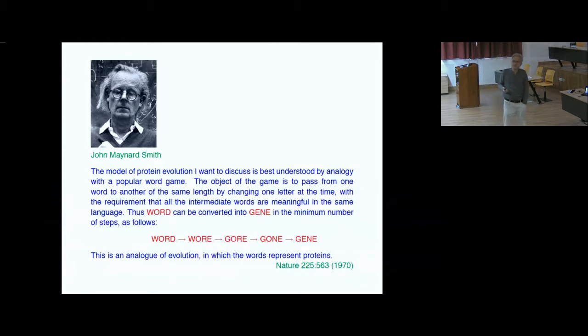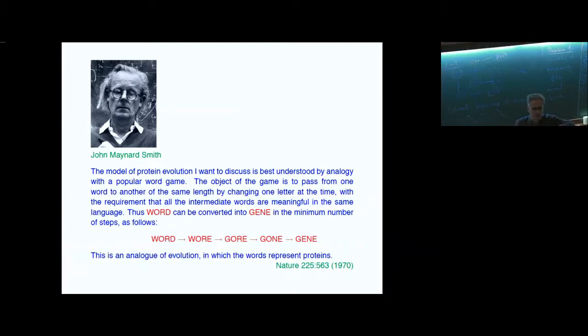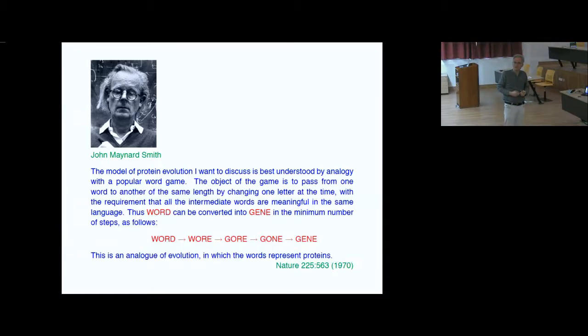Okay? And so the nice example here is to convert the word into the word gene, and he does that in these steps. And so this directs the attention to what we nowadays call mutational pathways, so ways in which you can move in these fitness landscapes in such a way that a certain function is preserved or maybe even improved. Okay, and this is something that I, again, will get to a little bit later.